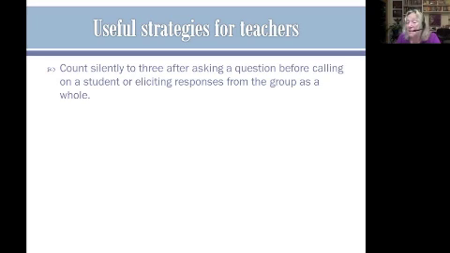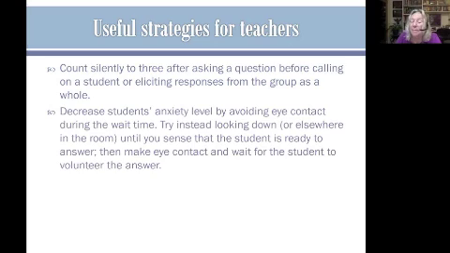One would be simply count to 3 silently, in your head, just so that you're holding yourself accountable to giving your students adequate wait time. That's one strategy. Another strategy, don't look straight at them and make them nervous while you're counting to 3. Look someplace else in the classroom, look down to the floor. And then when you sense that the students are ready, then you make eye contact, right? So eye contact can be kind of negative.